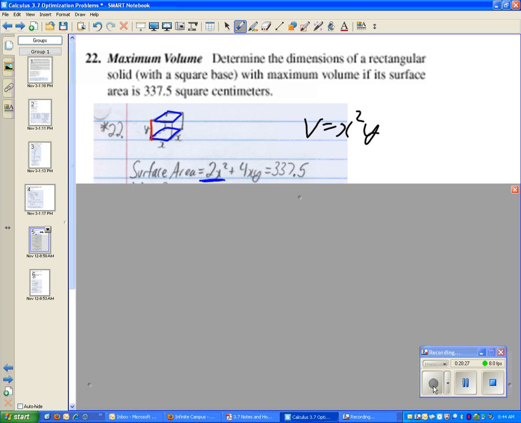But then I've got faces like this. What's the area of that face? xy, right? X times y. Well, isn't that the same as this face? And the same as that face? And the same as that face? So there's 4 of them like that. So 4xy. So that's all 6 faces. Add the area up of all 6 faces, and that equals your surface area, which they so nicely told us is 337.5 square centimeters, because that's a very easy number to work with.